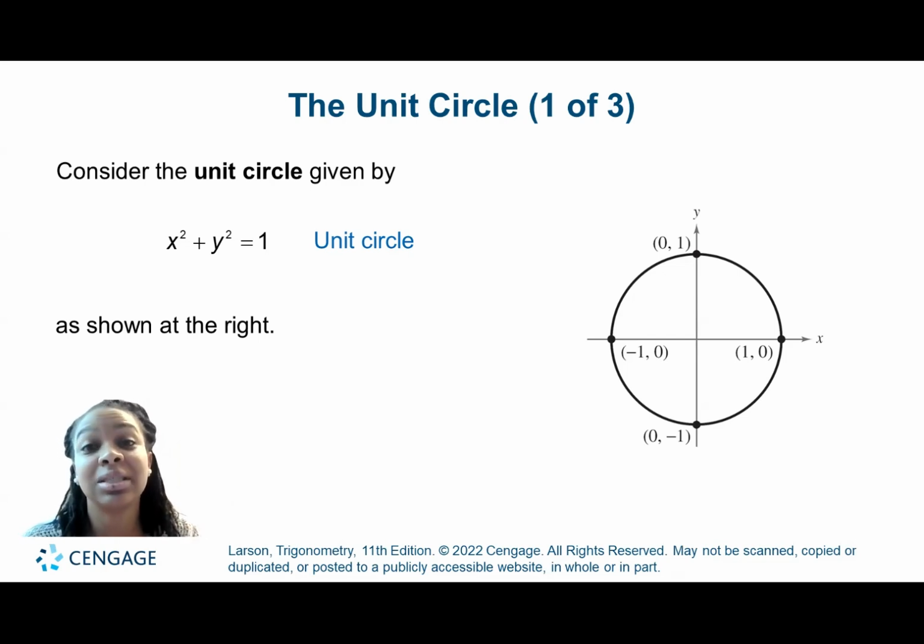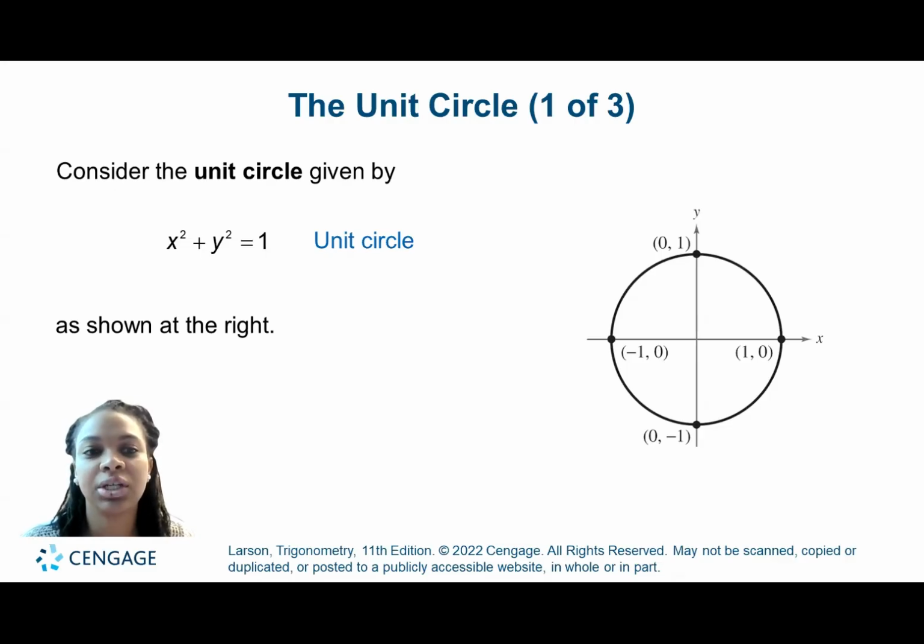Here, the center is 0, 0. So that's the reason h and k aren't showing up here. But with the radius of the circle being 1, the equation of the circle becomes x squared plus y squared equals 1. So every point on the edge of this circle will satisfy this equation, with x squared plus y squared equal to 1.